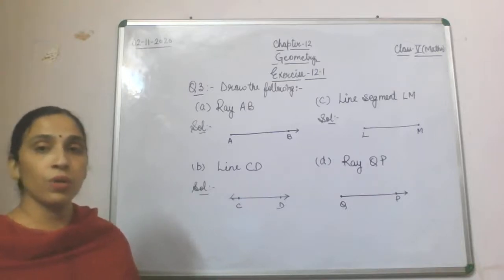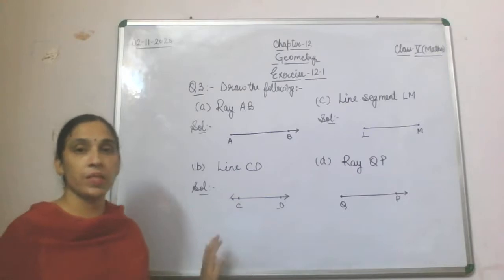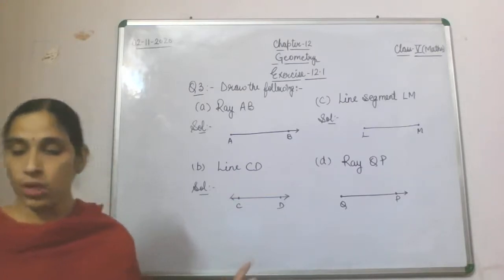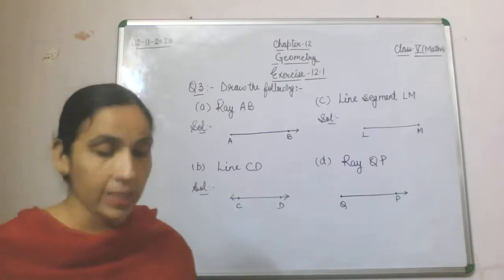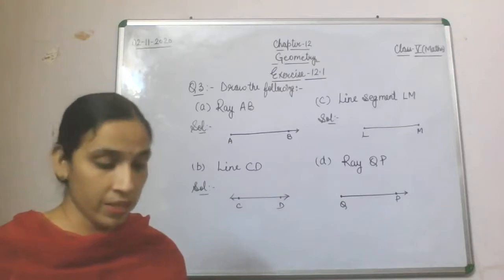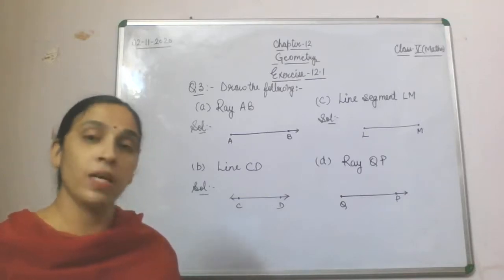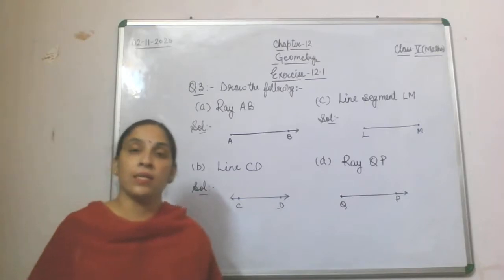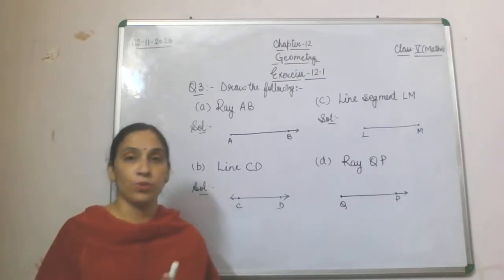So in this way you are going to complete it, this exercise 12.1 in your copy, and tomorrow we are going to start with the next concept, that is an angle. And tomorrow your class is going to be very interesting, because we are going to find it out different types of angles in different alphabets also.